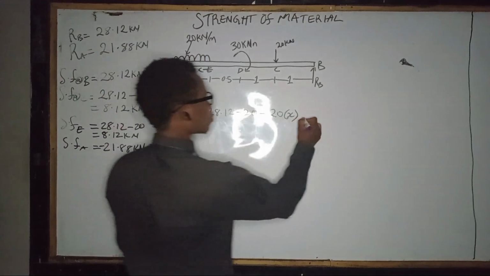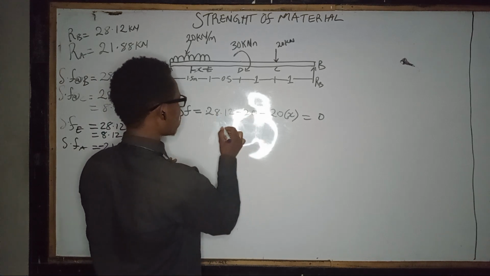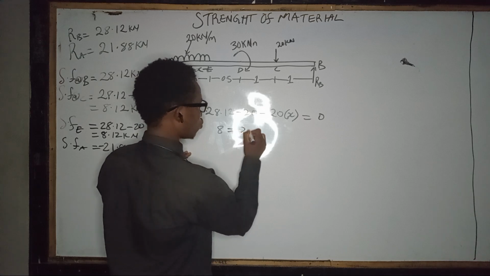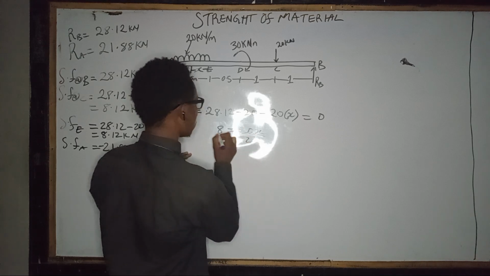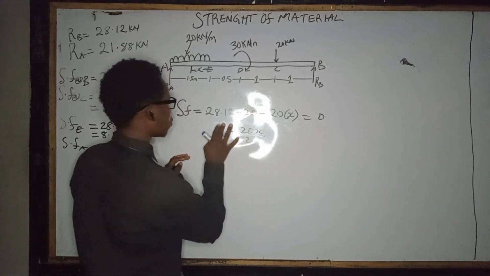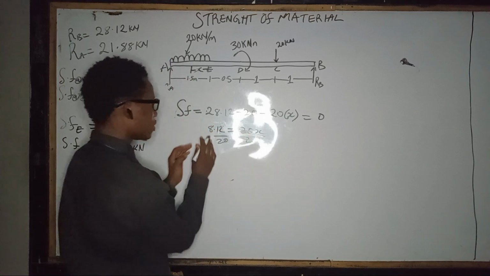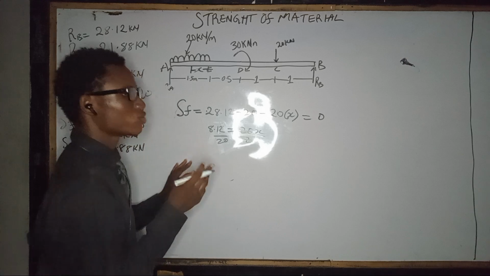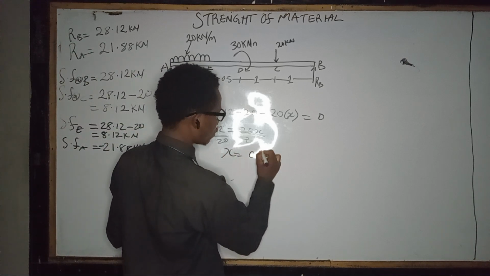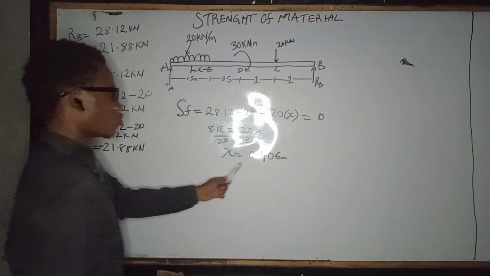So if we have this equal to 0, we are going to have 28.12 minus 20, that is 8.12. We have 8.12 is equal to 20x. If we divide both sides by 20, 8.12 divided by 20, we are supposed to have x equal to something like 0.406 meter.